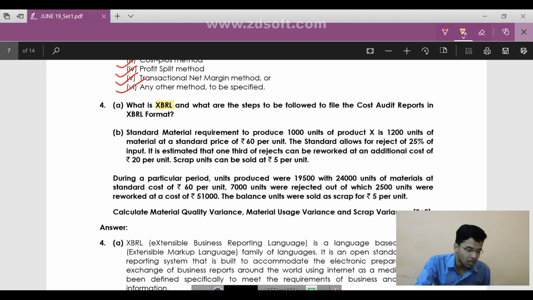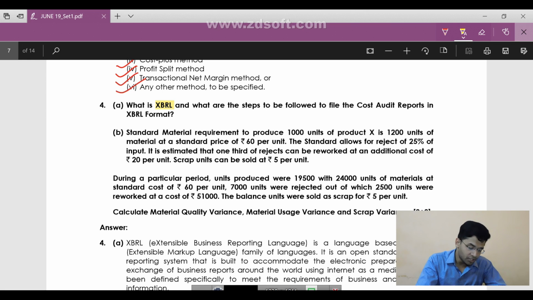Standard material requirement to produce 1000 units of product X is 1200 units. So to produce 1000 units of product X, you need 1200 units of material, and the standard price is rupees 60 per unit. The standard allows for reject of 25% of the input. This we are studying as the standard details. It is estimated that 1/3 of the rejects can be reworked at an additional cost of rupees 20 per unit. The scrap units are sold at rupees 5 per unit.